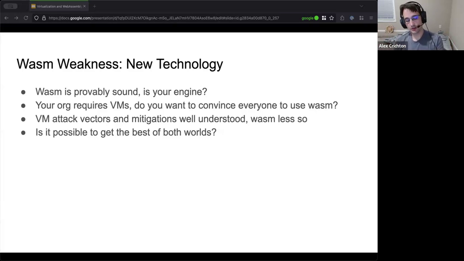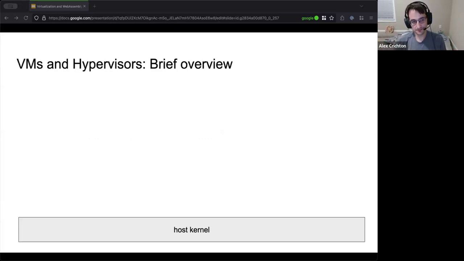So what I want to talk about here is to paint a picture of, can we fuse these together in a way that preserves all the good stuff of WebAssembly and doesn't pick up all of the downsides of the virtual machine side of things.